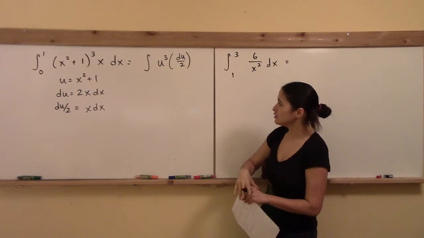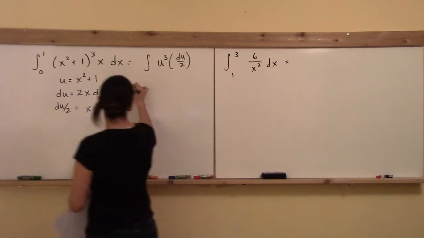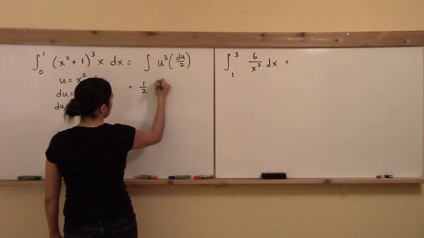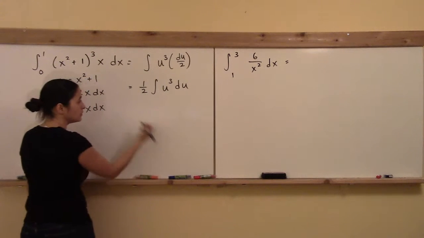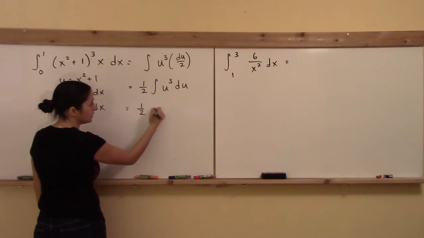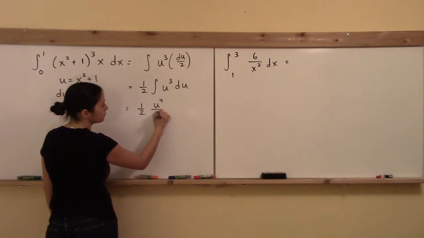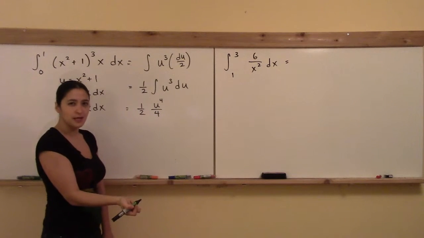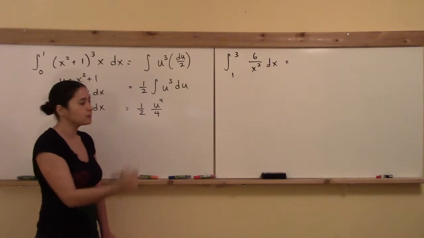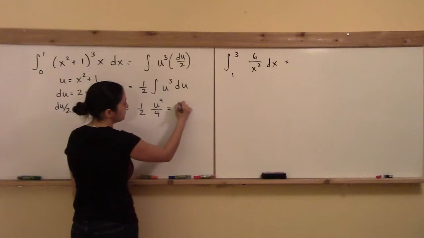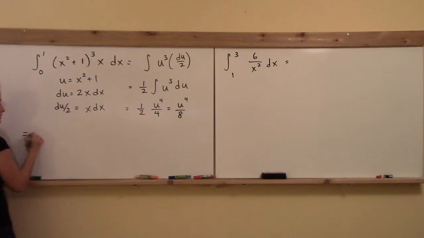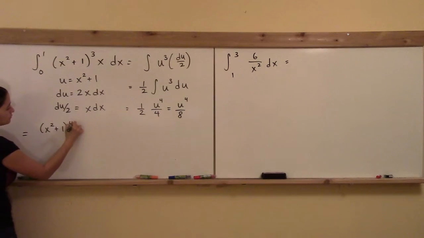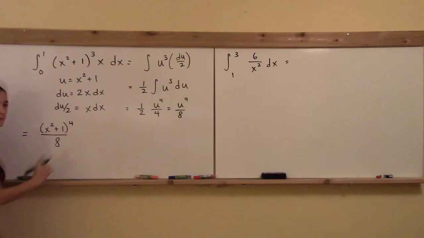Okay, so to continue with this problem, I'm going to figure this out in the u space by taking the 1/2 to the outside and saying u cubed du. Then I'm going to integrate it into u to the 4th over 4, really plus c, but I know that the plus c's will cancel out, so I'm not going to write plus c. I'm just going to write u to the 4th over 8, and now going back into the x space, that's actually the quantity x squared plus 1 to the 4th divided by 8.